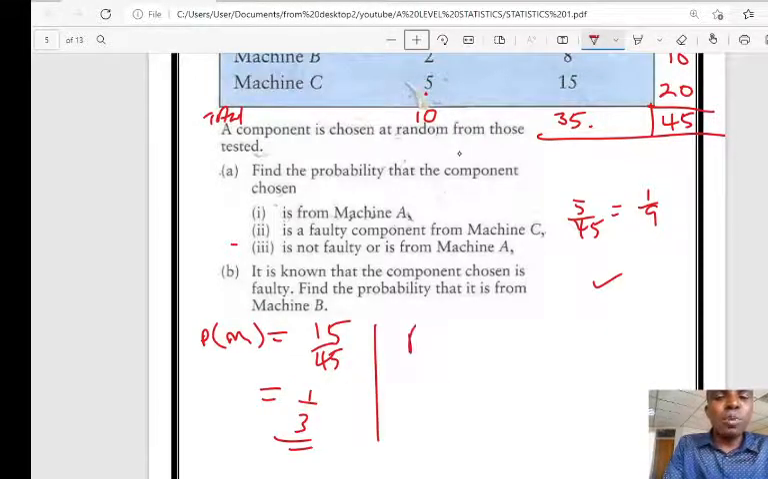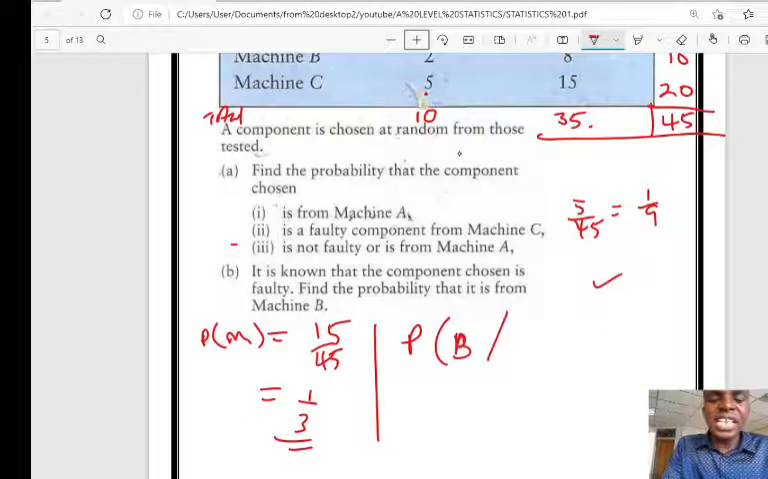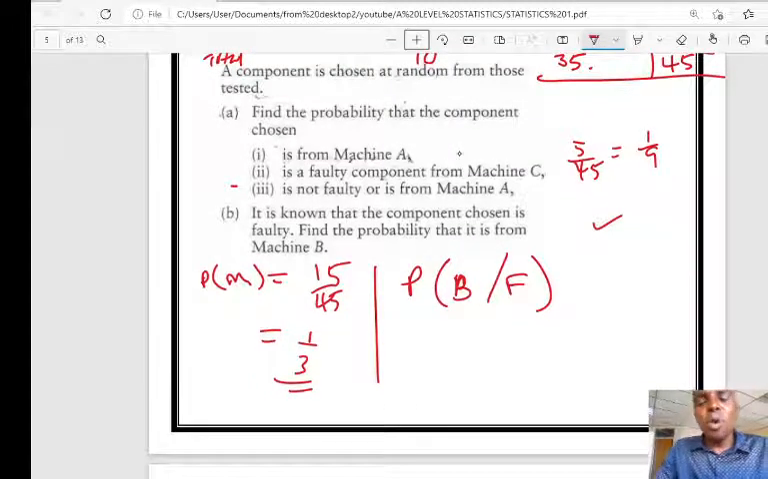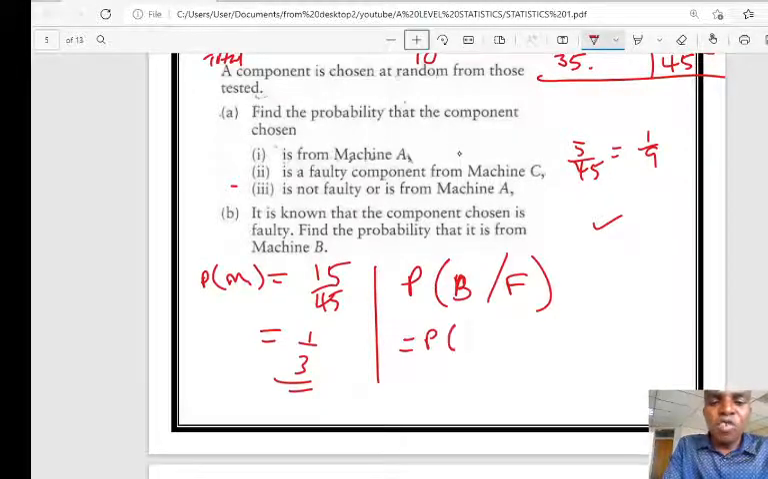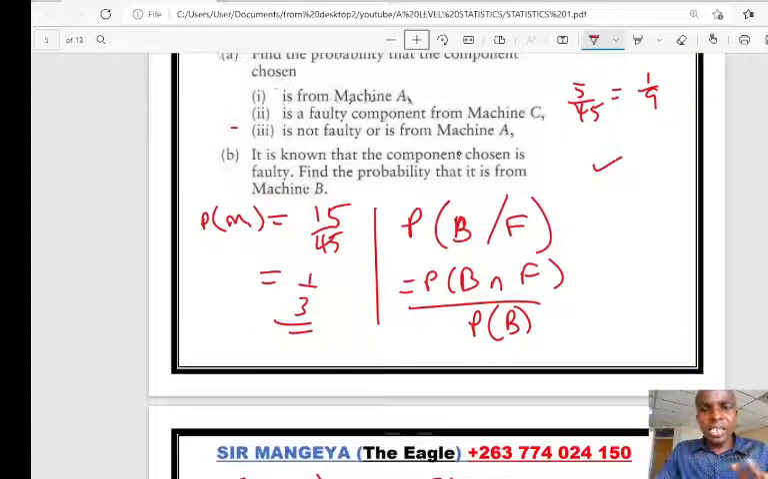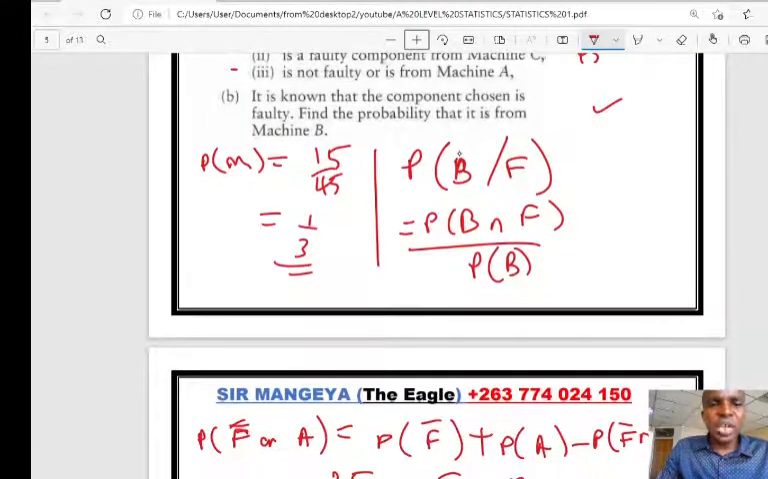It will be like this: probability of machine B given that it is faulty. So based on the principles of conditional probability, it is equal to probability of B intersection F over probability of B. There's a video on this. This one is just giving you a slight idea based on this question. Since it's there, let me just work it out.